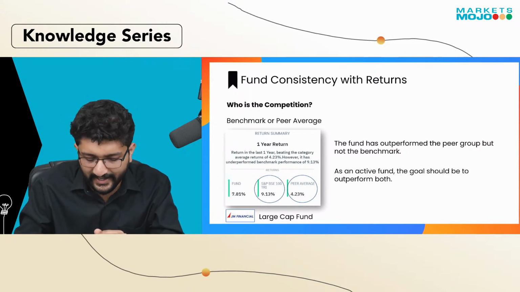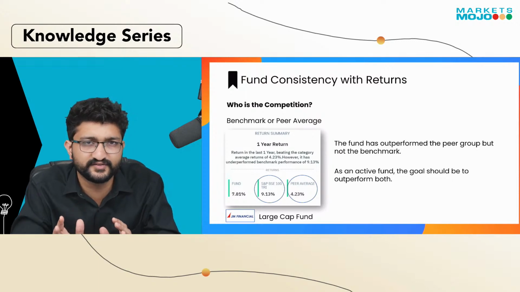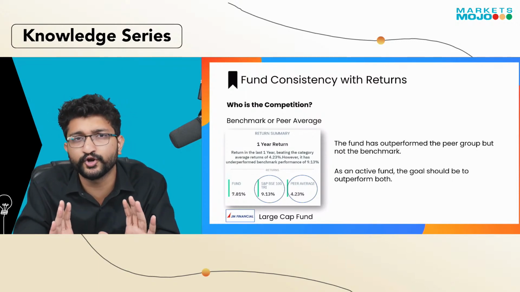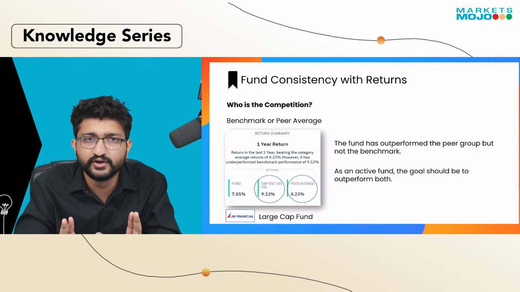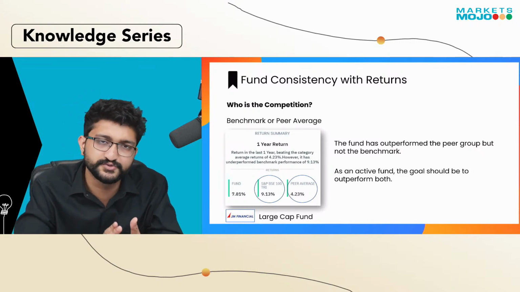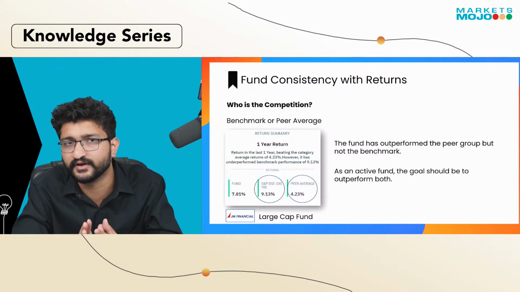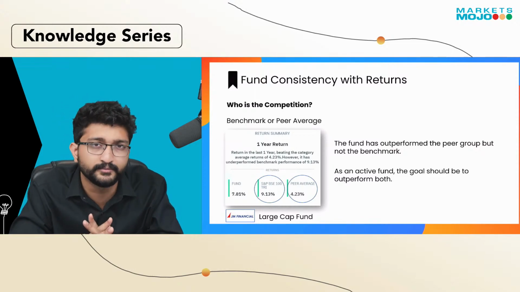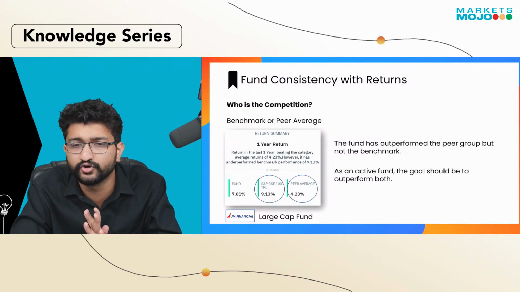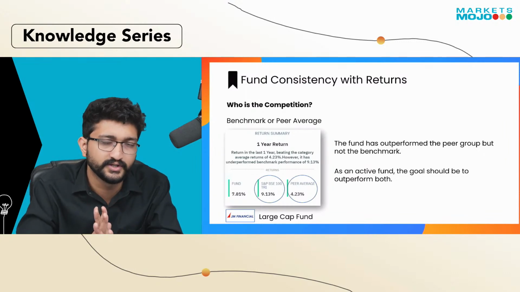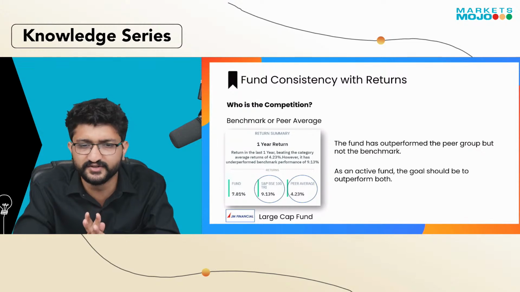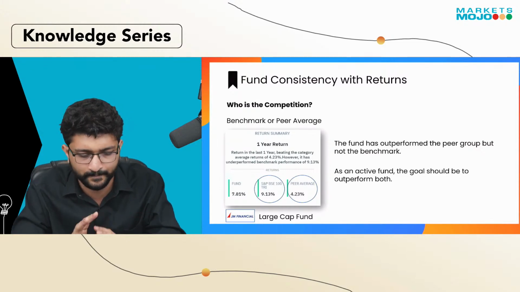As an active fund, the first slide I showed you before that, active versus passive. If you are putting your money in an active fund, your goal should be to beat the benchmark as well as the peer average. If you're just selecting a passive fund, then you can just mimic the benchmark, so that's not much of a problem. But if you're investing in an active fund, your goal should be to beat both the benchmark and the peer average. This is very simple. You can actually get this data on the site. I'll also take you across that.